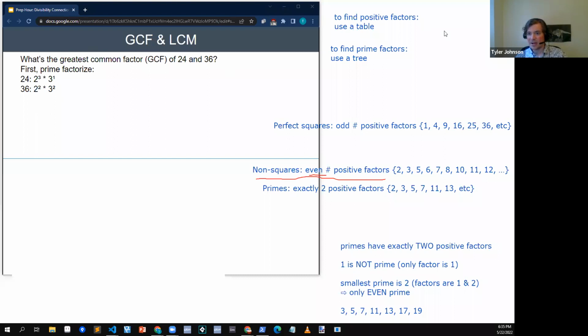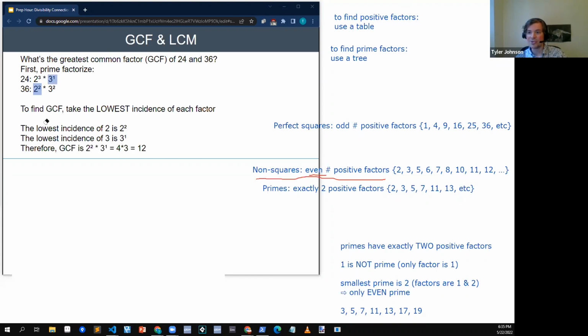And then to find the greatest common factor, what I want to do is take the lowest incidence of each factor. That means I've got factors of 2s, I've got factors of 3s. I want to take the lowest of each of those. So my lowest 2 is the 2 squared. My lowest 3 is the 3 to the first. I'm going to take those 2 values and multiply them together. That gets you the greatest common factor every time.